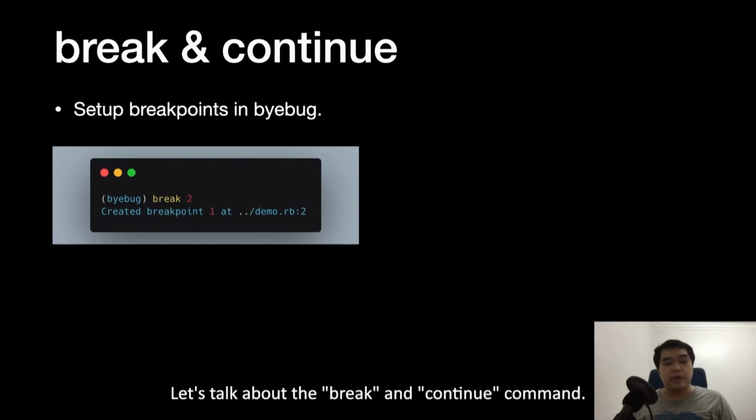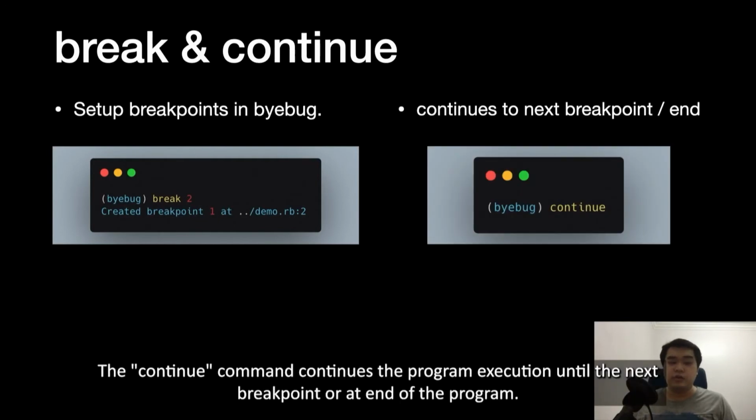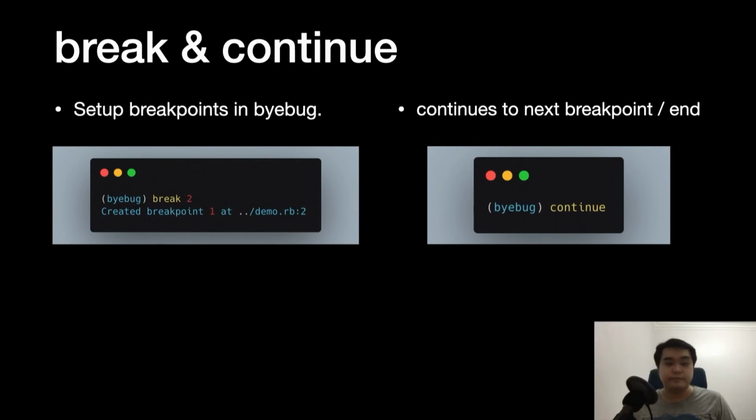Let's talk about the break and continue command. The break command sets breakpoints in the source code, and byebug will stop execution when it reaches the breakpoint. The continue command continues the program execution until the next breakpoint or at the end of the program.